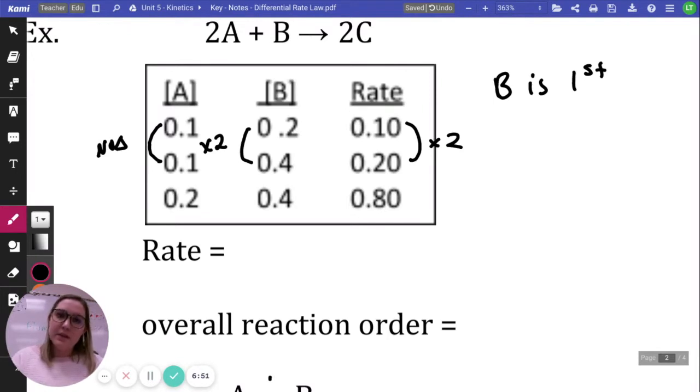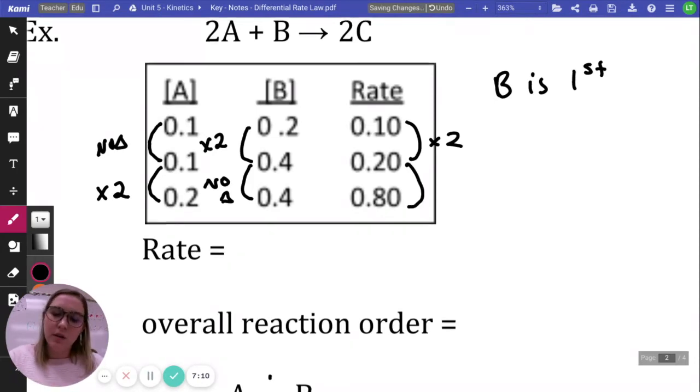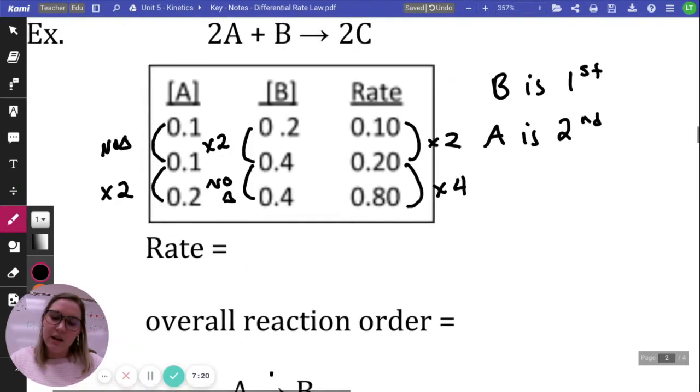All right, so then between our second and third trial, the concentration of A doubled while the concentration of B stayed the same. We went from 0.02 to 0.08, so we have a times 4 there. That means A is second order, because as my concentration of A doubled, my rate quadrupled. So that would be second order.